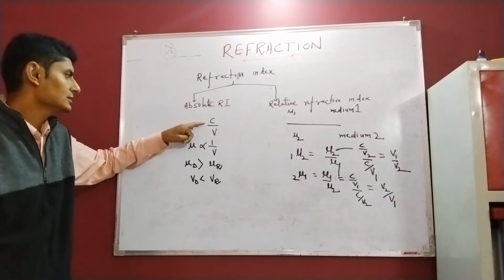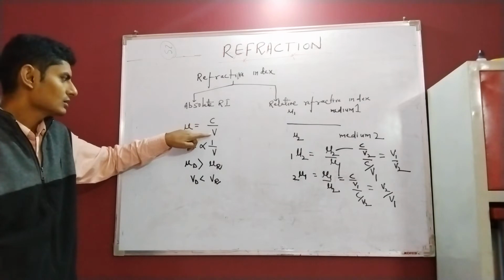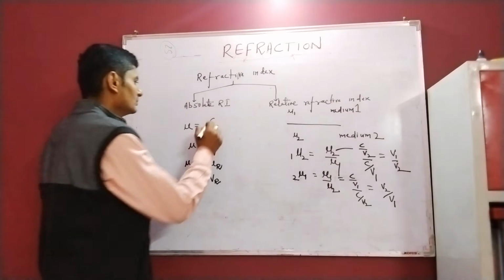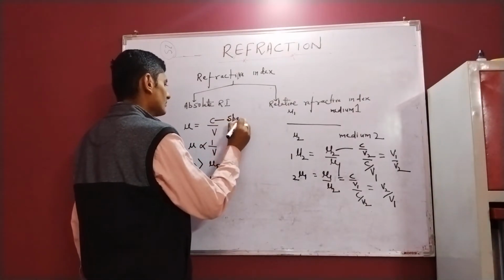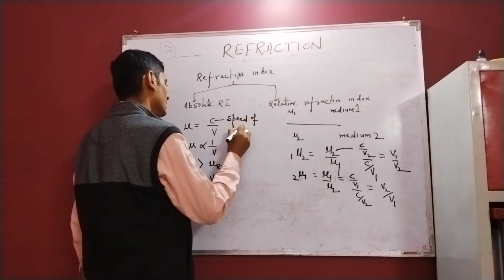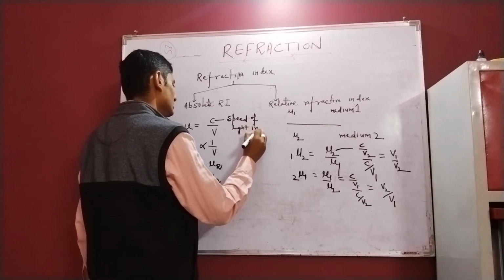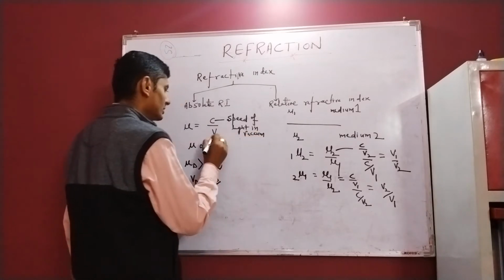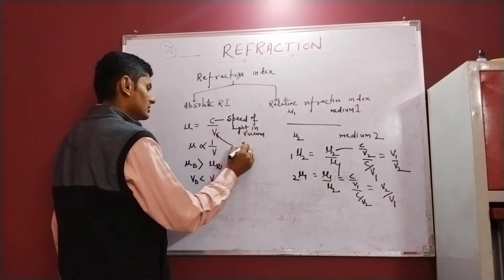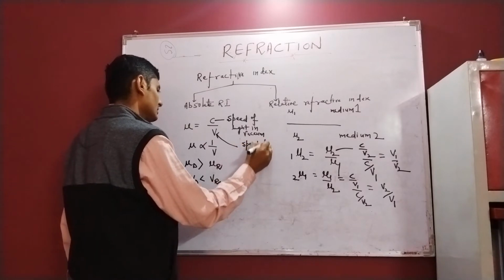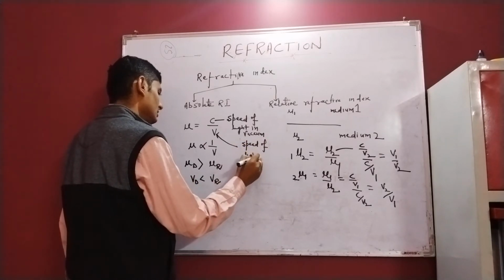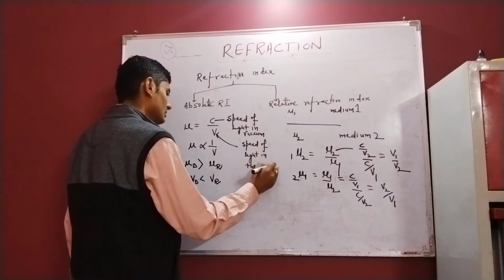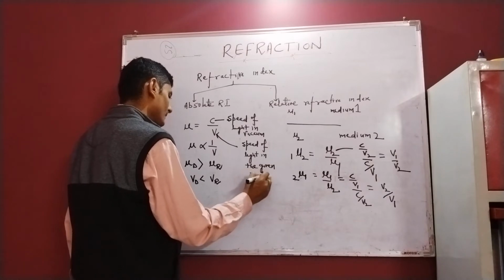So the absolute refractive index is defined as speed of light in vacuum upon speed of light in a given medium. This is the speed of light in vacuum, and this one is the speed of light in the given medium.